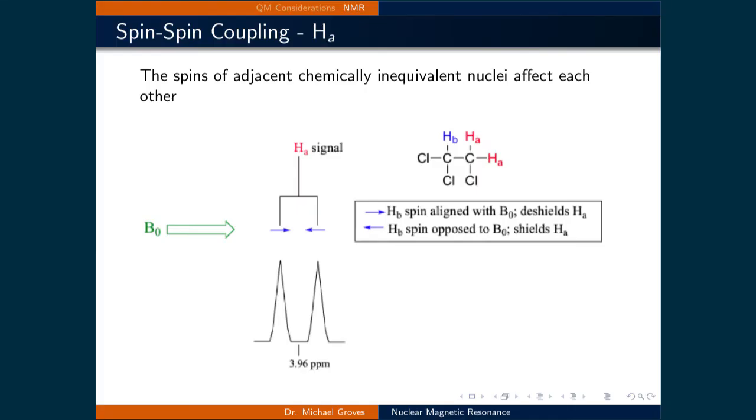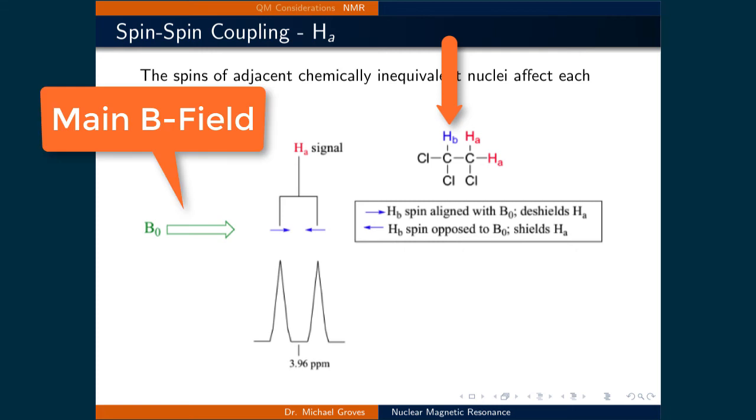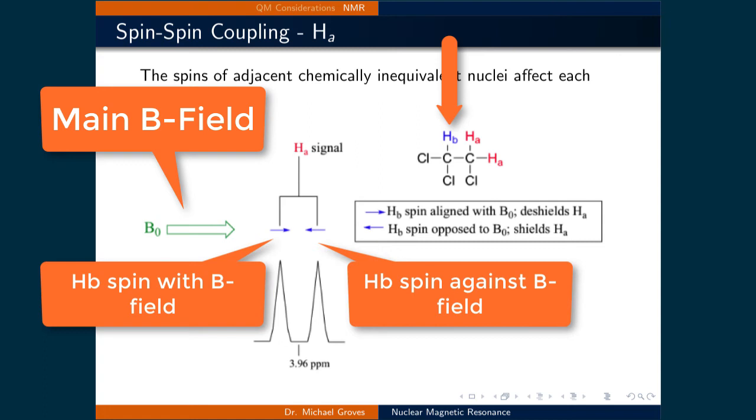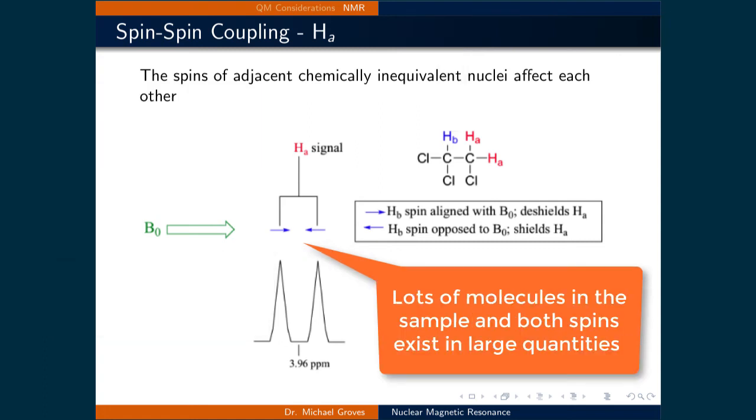To see how chemically inequivalent nuclei that are adjacent to each other affect one another, let's return to the spectra from 1,1,2-trichloroethane. Let's focus on the signal from HA. There is only one hydrogen which is chemically inequivalent to the HA hydrogens, and it is labeled as HB. It can have a spin that points with the applied magnetic field or against the magnetic field. There are many 1,1,2-trichloroethane molecules in the sample, so it's equally likely for the HB proton to be parallel or antiparallel to the applied magnetic field.